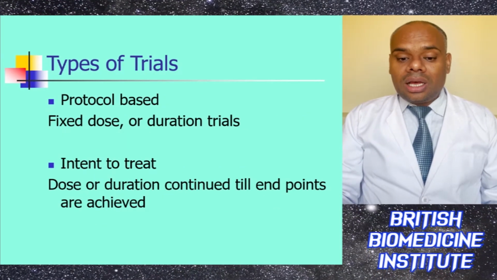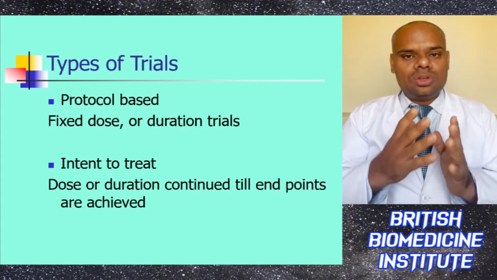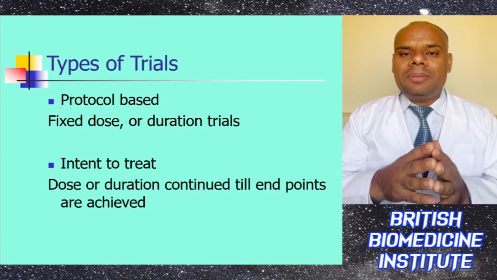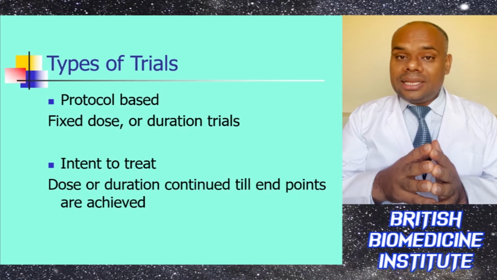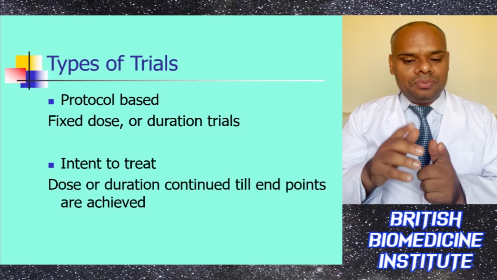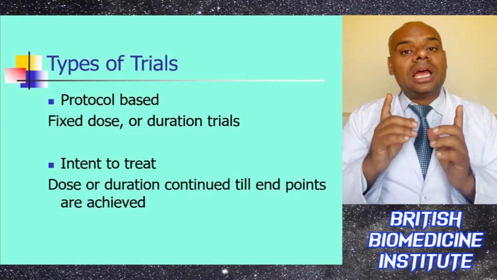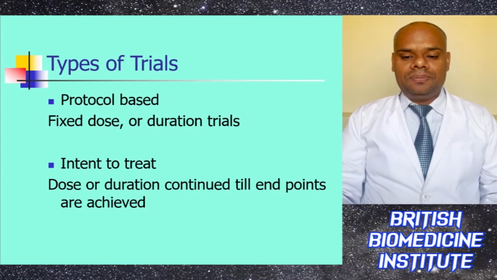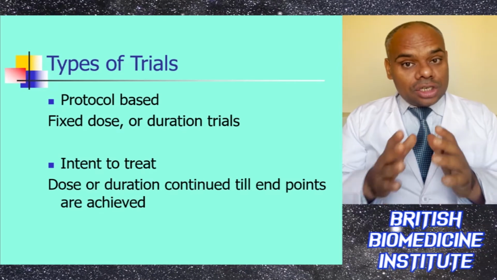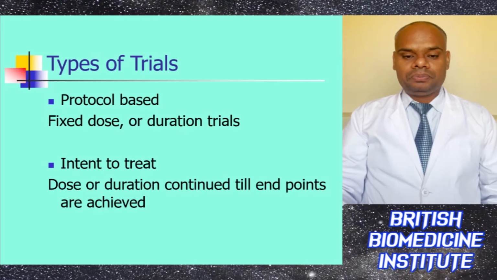So there are basically two types of clinical trials: protocol based, like your phase 1, phase 2, phase 3 and phase 4. Phase 4 is basically PMS, post marketing surveillance, and there is another trial named intent to treat, ITT. In these, the dose or duration continues till the end point is achieved, whereas protocol based trials are those which have a fixed dose and a fixed duration.